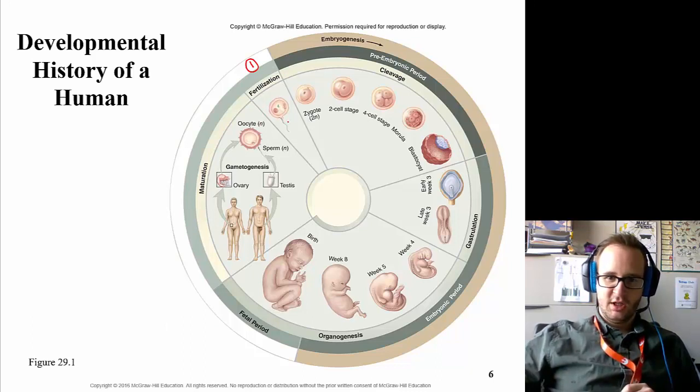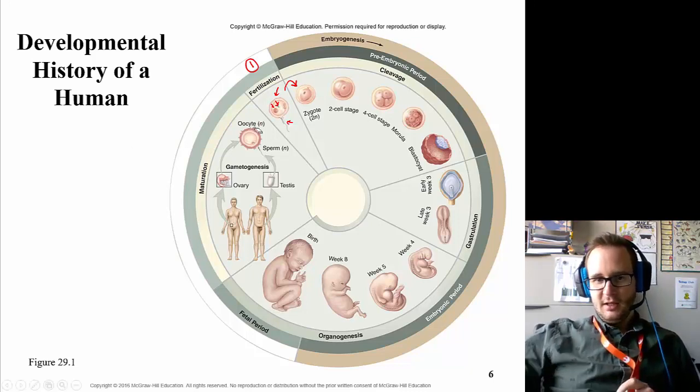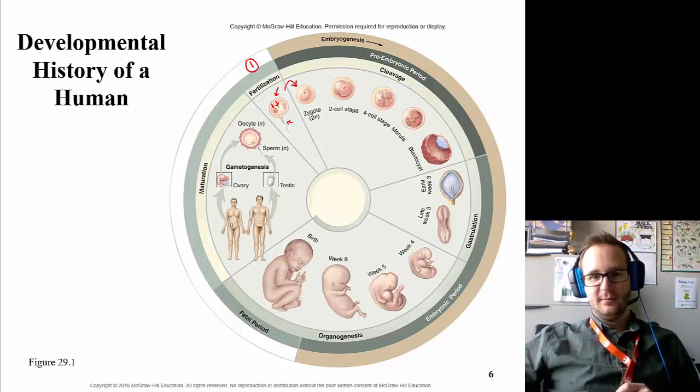And so it's at fertilization that the sperm comes together with the egg, and this is going to then be a zygote. And a zygote is the diploid cell that has the nucleus from the sperm and the nucleus from the mother. And this is going to be the brand new single-celled human. This cell is then going to start dividing.